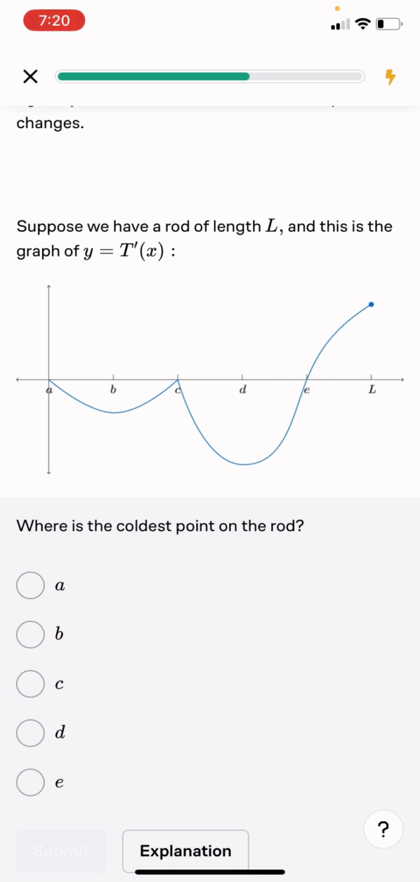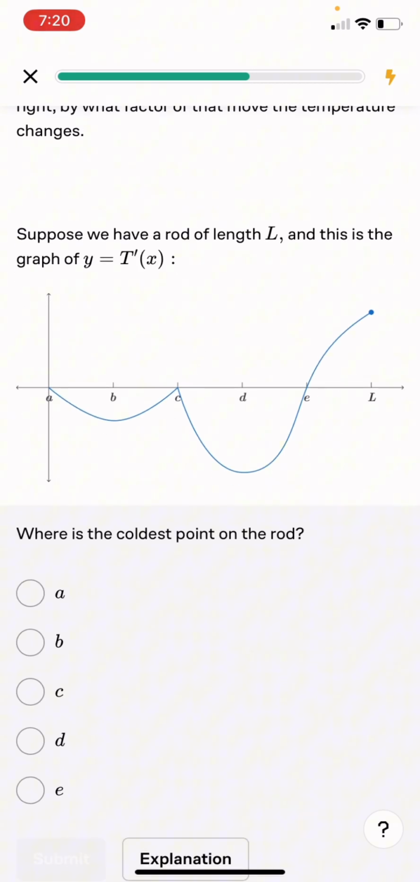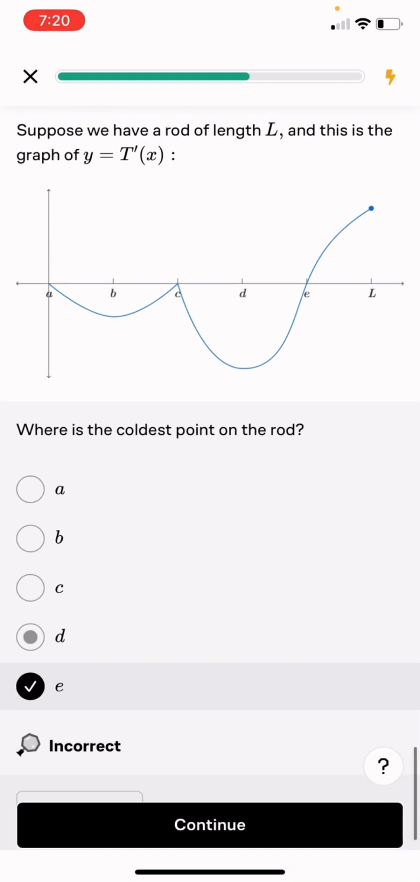So I feel like it would be T. Oh, 0. Here, let me just go back. Think of a bug traveling across the bar from left to right. From points A to E, temperature is decreasing because T' is negative. After E, the temperature starts increasing again. So the lowest temperature must occur at point E.